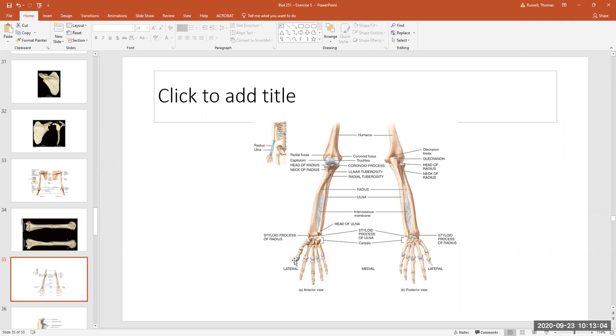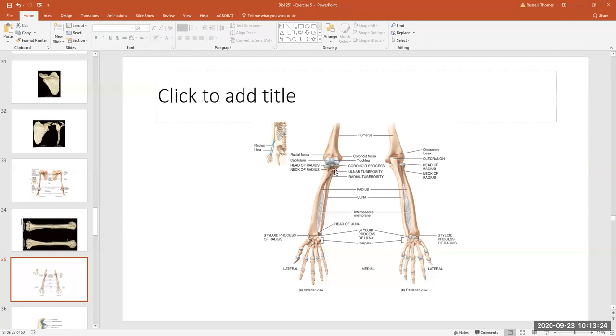So on the thumb side of your hand, that bone is called the radius. That's also the area where your radial artery is located, that you'll learn later on. It's on the thumb side. On the pinky side of your hand, going up your arm, is called the ulna.